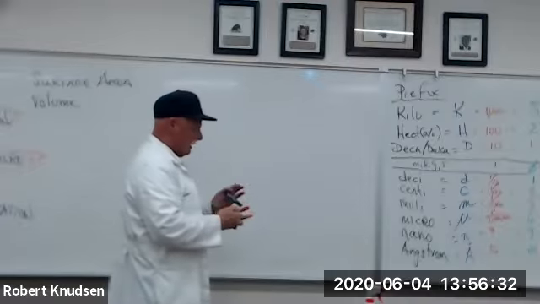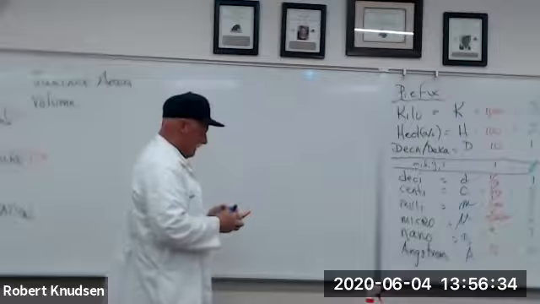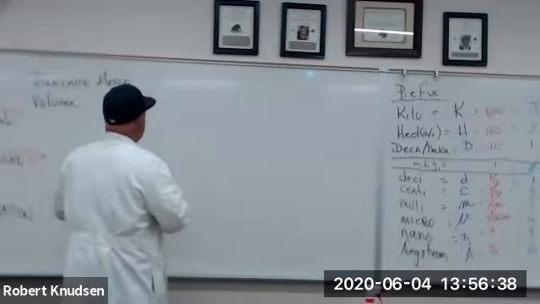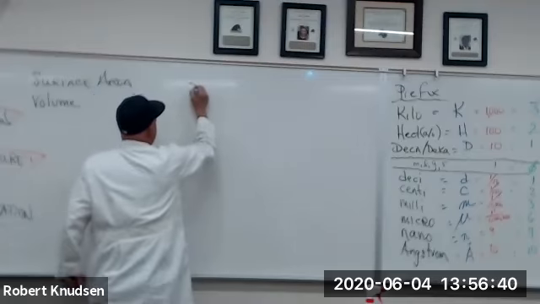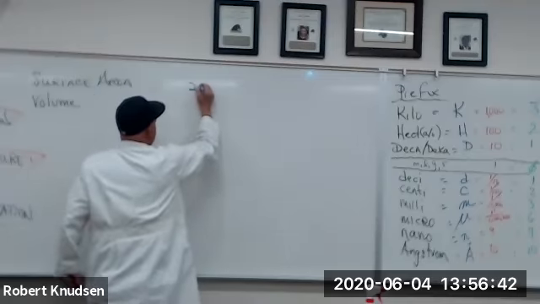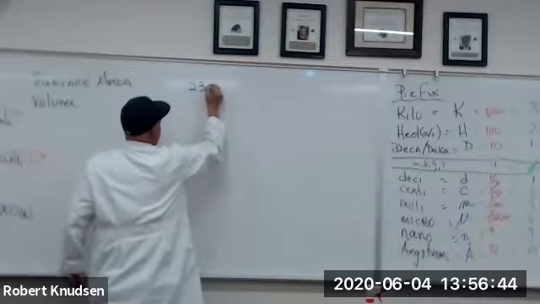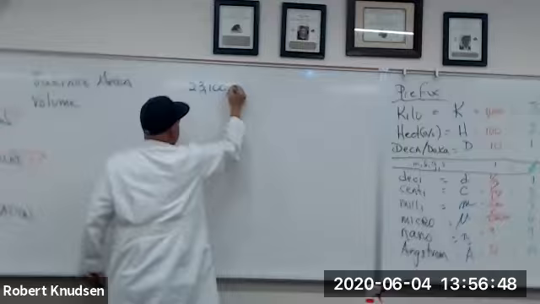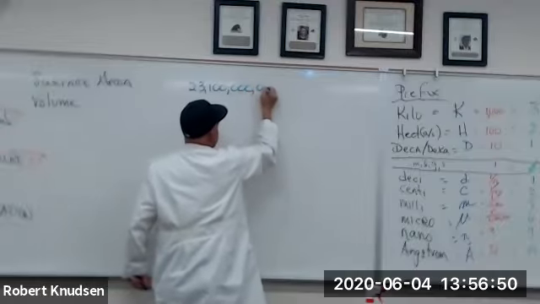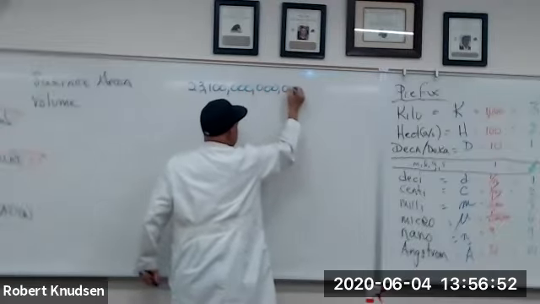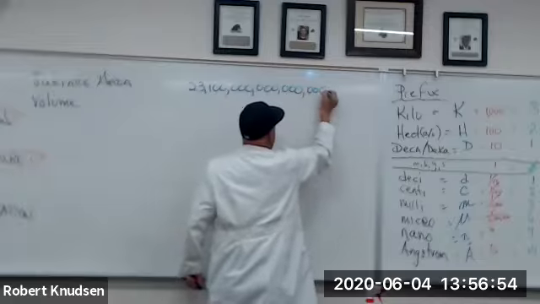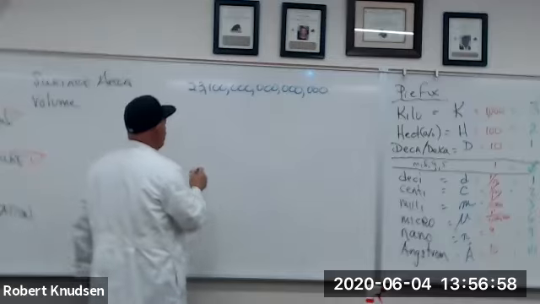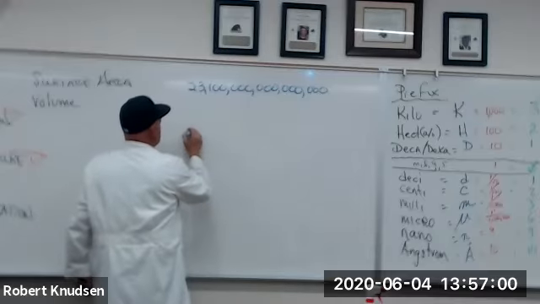I'm going to use two colors here. I'm going to use blue. I don't know if you can see it, but I'm going to use orange. So I'm going to write this number down here: 2,310,000,000,000,000. What is that number? It's a big number. Okay, and I want to multiply it times a real small number.